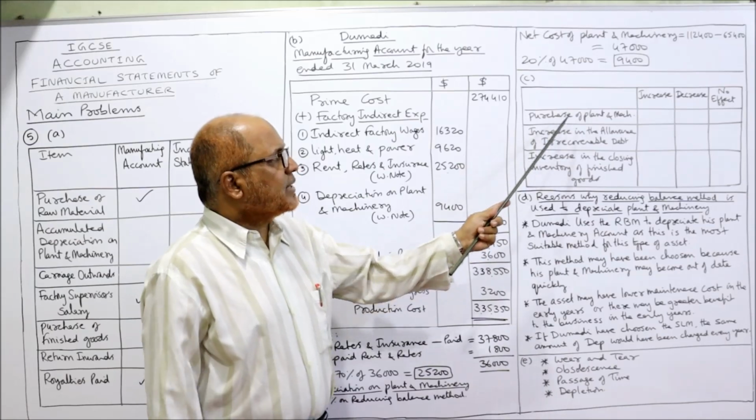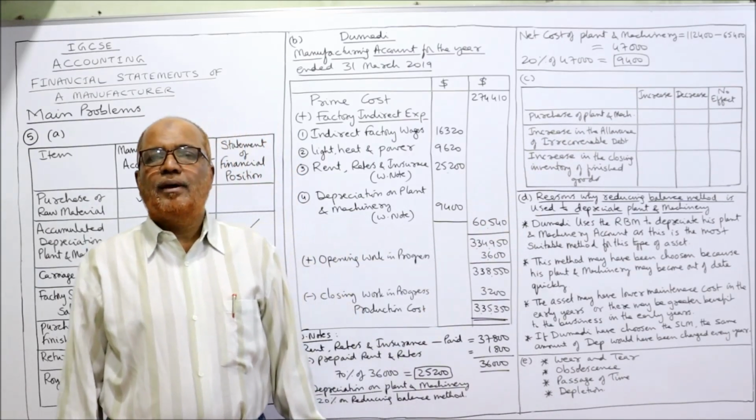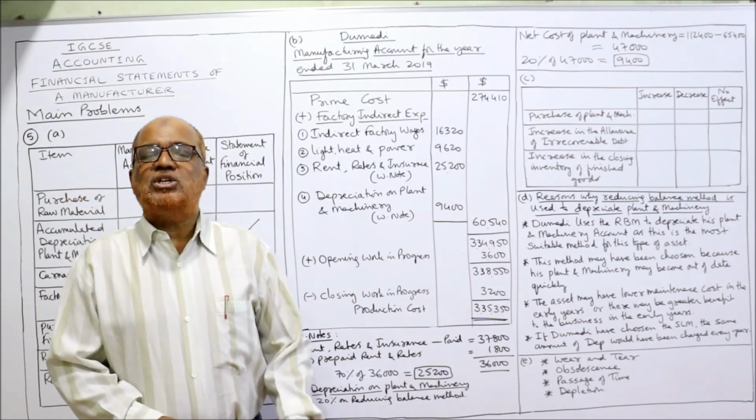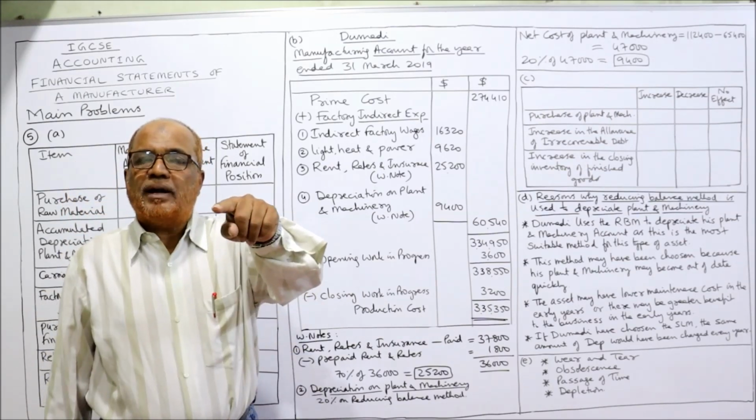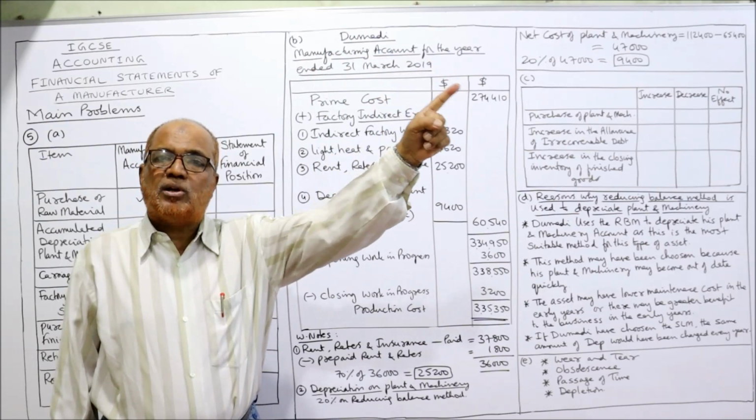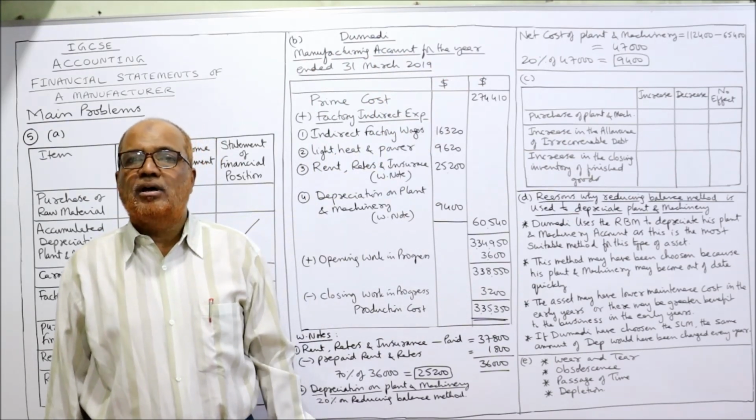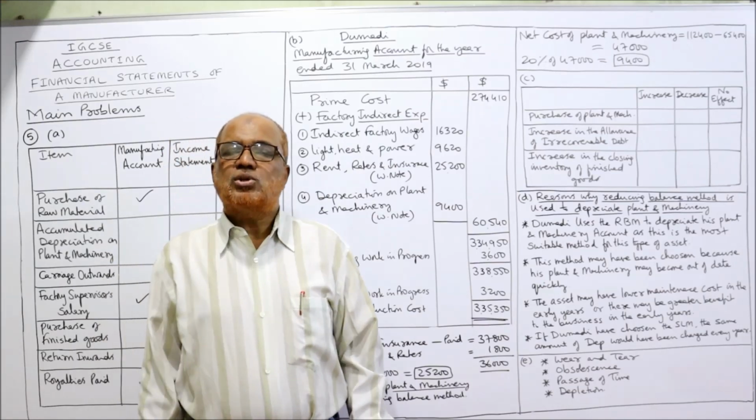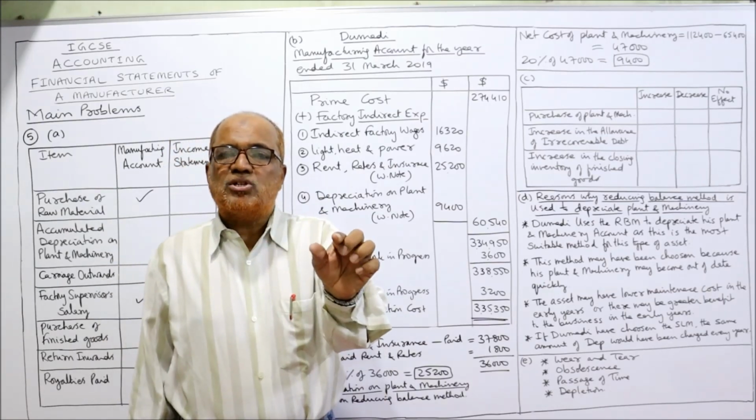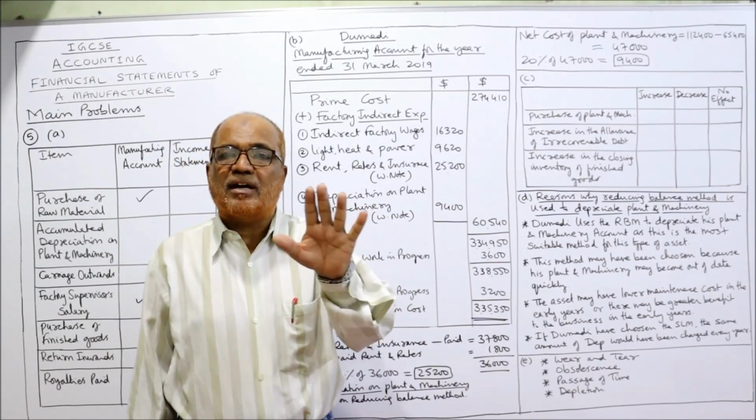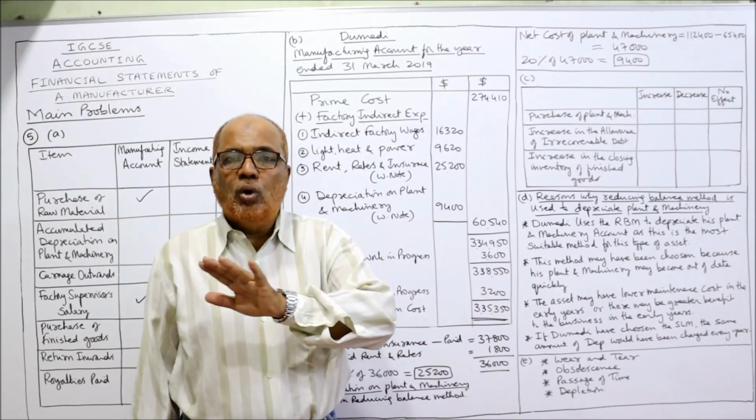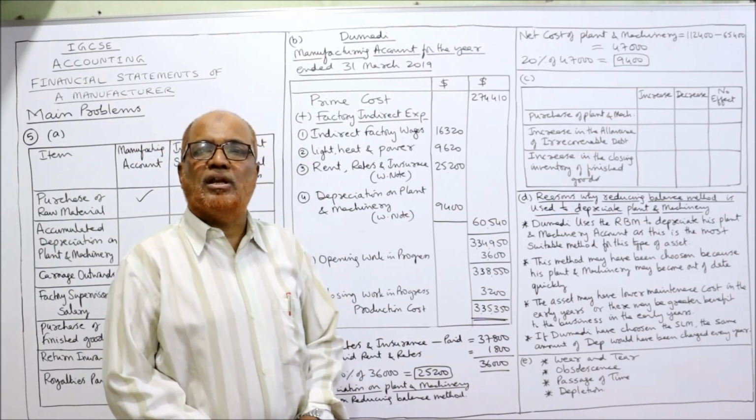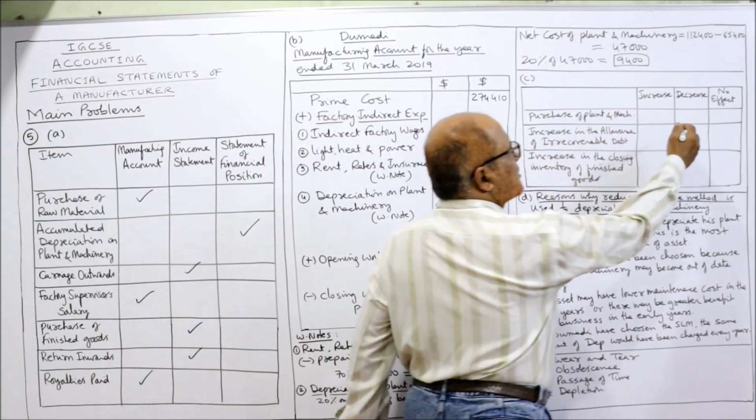First item, purchase of plant and machinery. When we purchase plant and machinery, it is a capital expenditure. And capital expenditure will go to statement of financial position. It will not come in income statement. So, purchase of plant and machinery does not affect the profit. No effect on profit by purchasing plant and machinery. So, here purchase of plant and machinery, no effect.